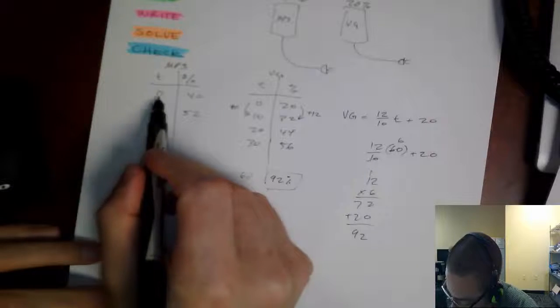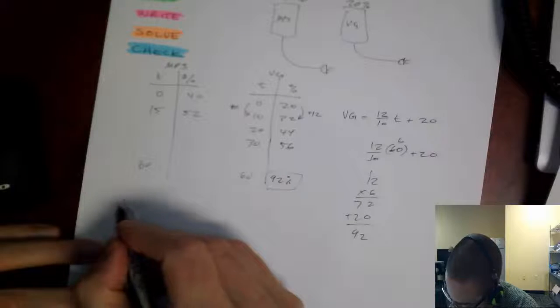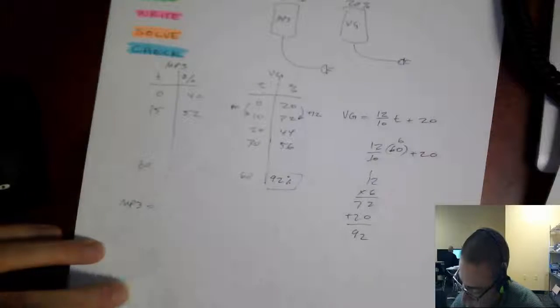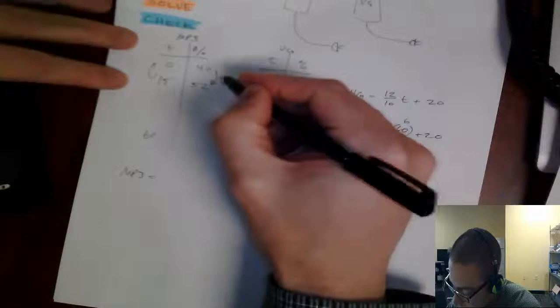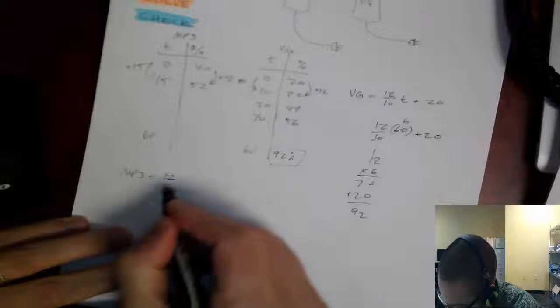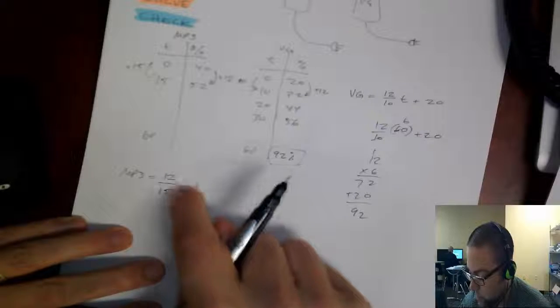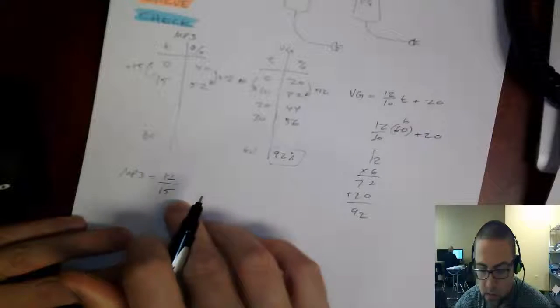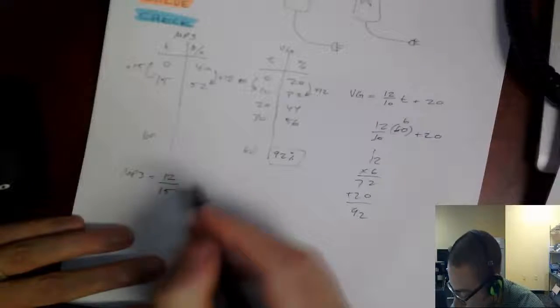The MP3 player, let's see, it starts out at 40, so my MP3 as a function of time, my rate of change, let's see, it goes up by 12 for every 15, right? Up by 12 for every 15. So my change in y is 12, and my change in x is 15. So my slope of my line would be 12 to 15. I could reduce this to get the unit rate of change. Let's go ahead and do it.